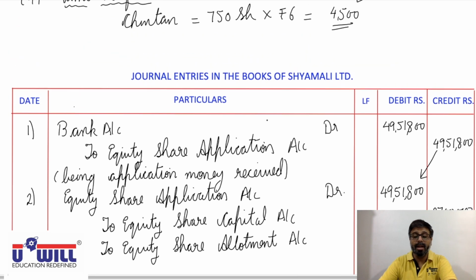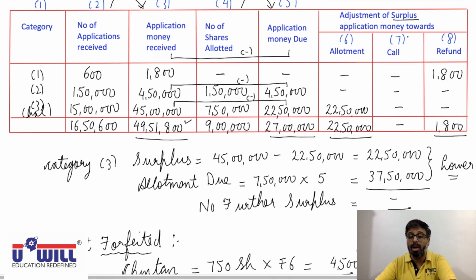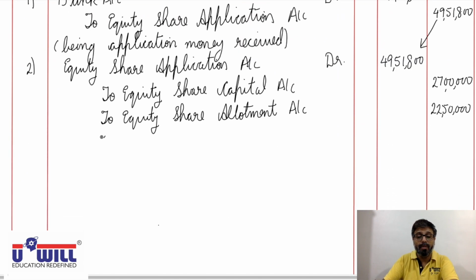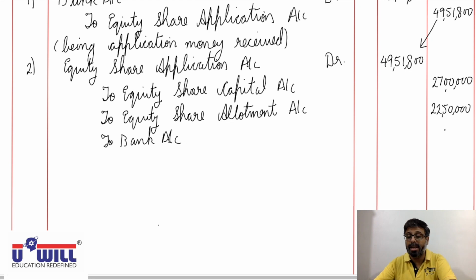Now equity share allotment, after that calls in advance will not come. All of you can see that in the working note of pro rata allotment, column 7 amount is 0, nil. So calls in advance will not come. Okay, calls in advance will not come as in the pro rata workings, 7th column's amount is 0. There is no amount adjusted with call. Straight away refund is there with 1800. So to bank account we will have refund of 1800.